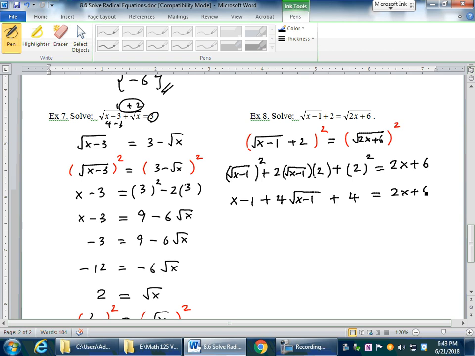Now we notice that the resulting equation still contains the radical symbol, so we need to repeat step 1 and 2, which is first isolate the radical term by itself, second raise the power the same as the index to clear the radical. Simplifying a little bit, negative 1 plus 4 is plus 3, plus 4 square root of x minus 1 equal to 2x plus 6.